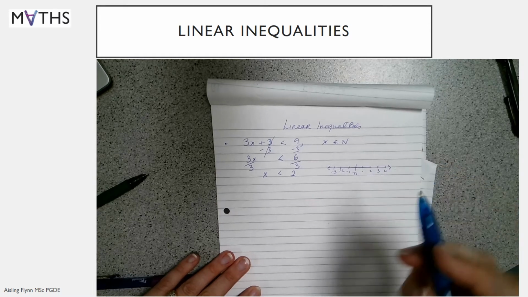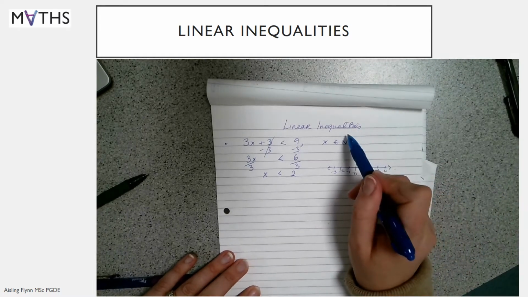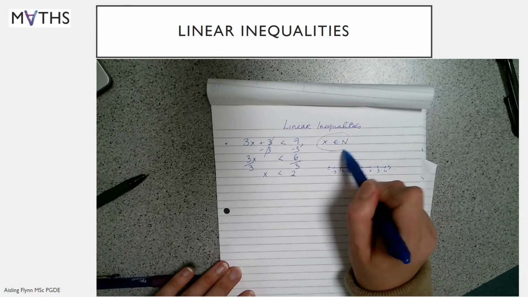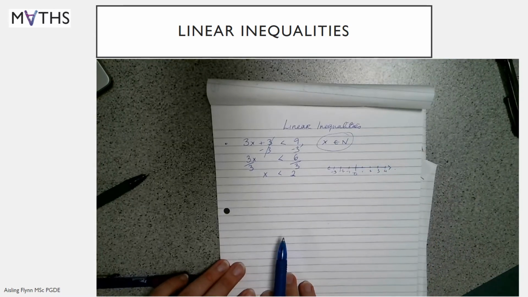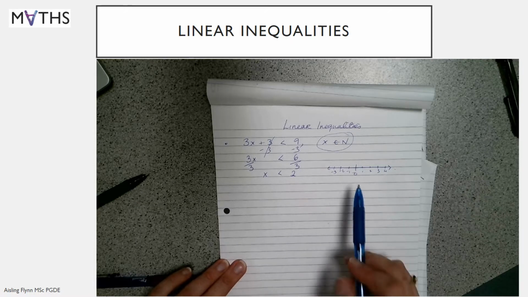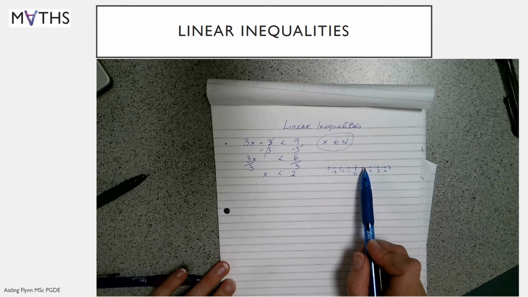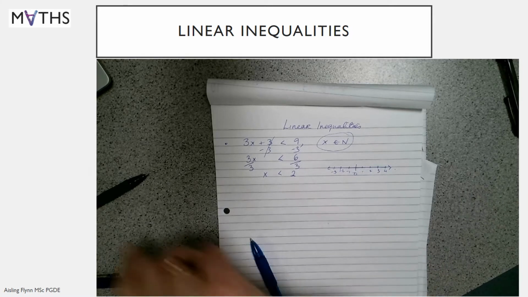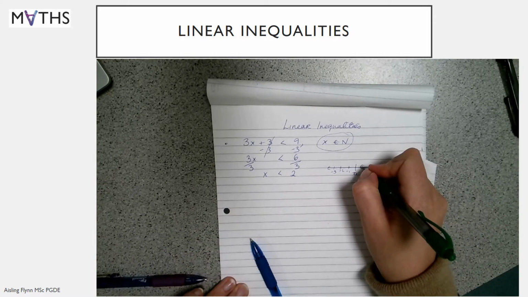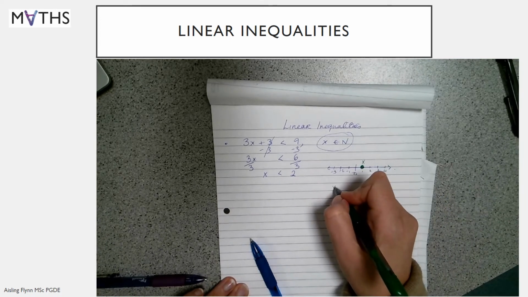Okay, and at this stage I must take into account the other piece of information that was given in the question. X is a natural number. So natural numbers are whole numbers and they're positive. So I can only use these numbers to the right. And x must be less than 2. So it's not 2 exactly. It must be smaller than 2 and a natural number. So the only possible solution in this case is the number 1. So x equals 1.